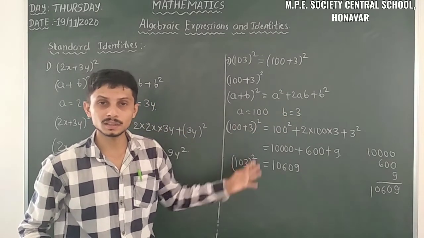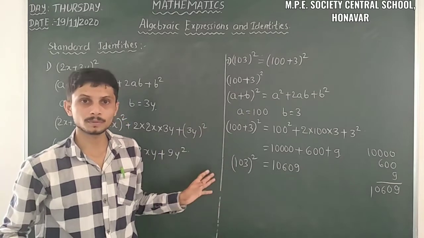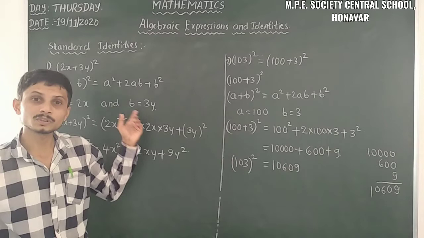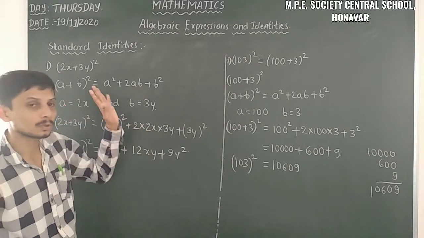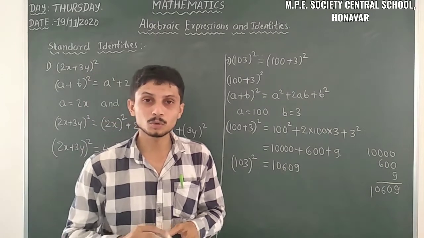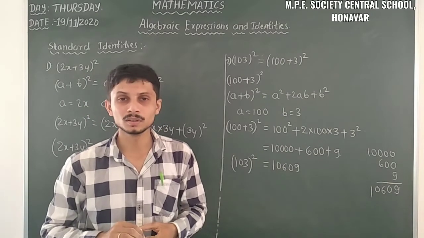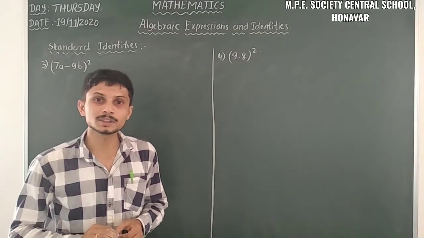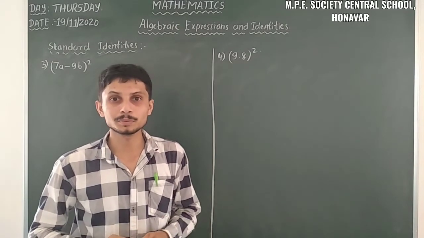So here is the sum of the problems. What are the types of problems we have? In case of using the standard identity, a plus b whole square is equal to a square plus 2ab plus b square. So let us move on to the sum of the problems based on a minus b whole square, the second identity.